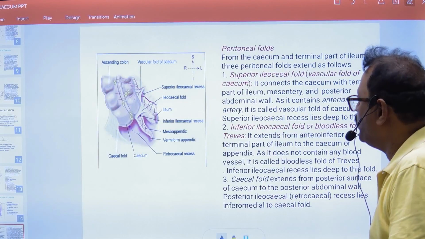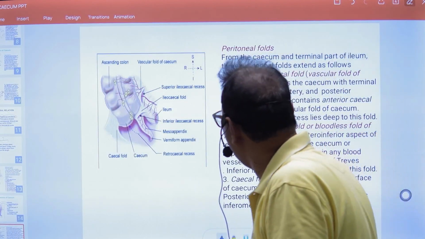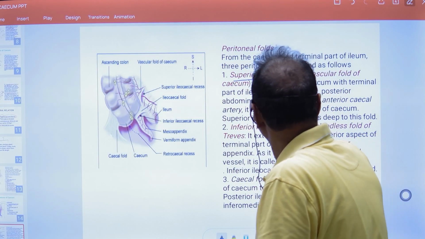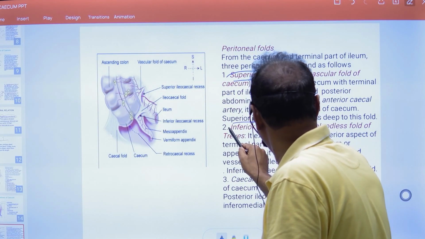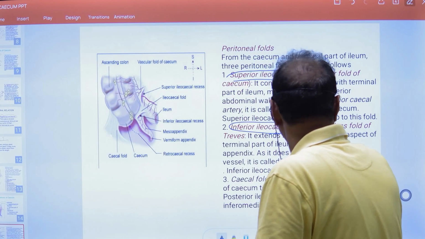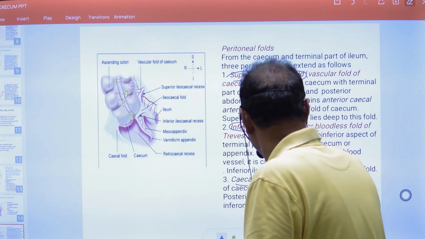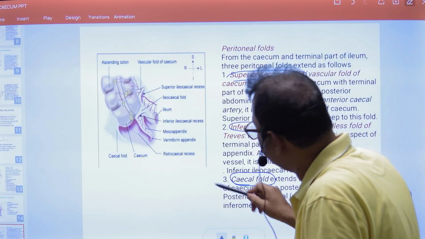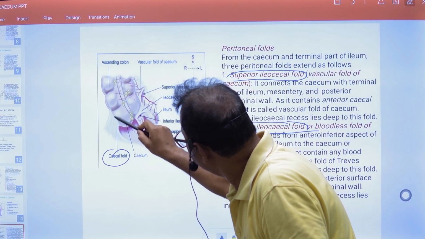Now coming to the peritoneal folds, which are very important. One is the superior ileocecal fold, and another is the inferior ileocecal fold. And the third one is the cecal fold. So this is the cecal fold.